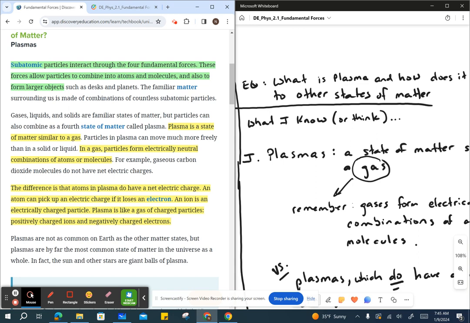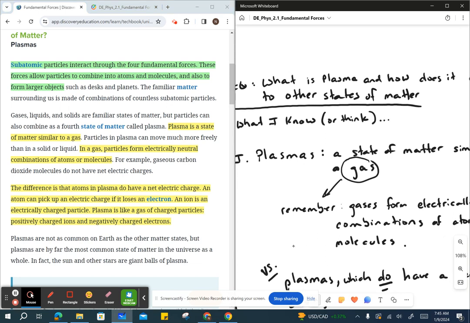Remember, if you're an atom and you have positive protons and negative electrons, if you lose an electron, you become more positive because you have more protons than you have electrons. Now, in a plasma, what makes it different from a regular gas? A regular gas is inert. A regular gas has no charge. But your plasma is going to be like a gas, but it is going to have charged particles. It's going to have your positive ions and your negative electrons kind of separated out.